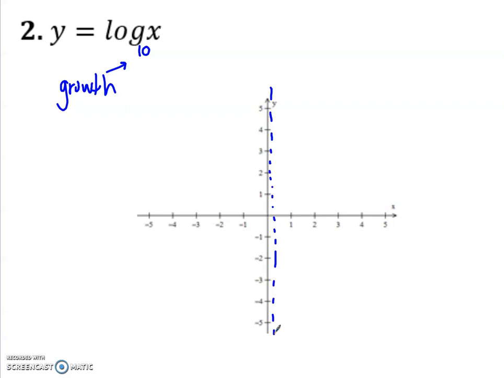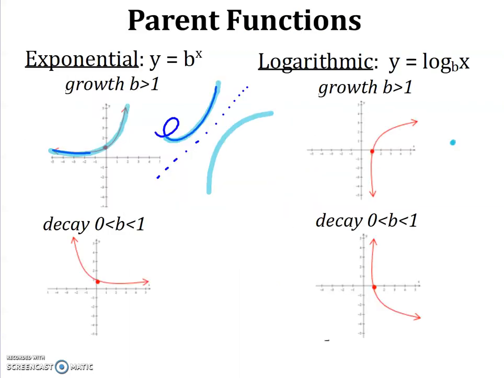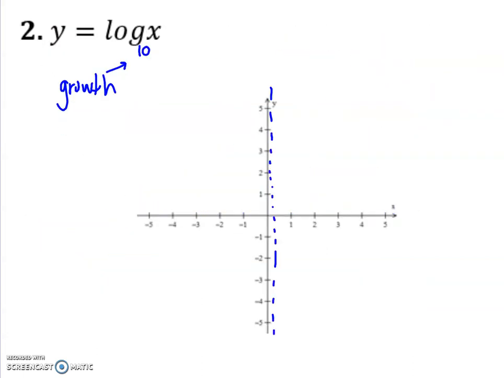Since there is no y-intercept, looking back here at my log, I'm not going to look for my y-intercept, I'm going to look for my x-intercept, because my asymptote is on this line. So going back here, we're looking for my x-intercept, so that's when y is equal to 0. So 0 is equal to log of x. You'd be like, what?